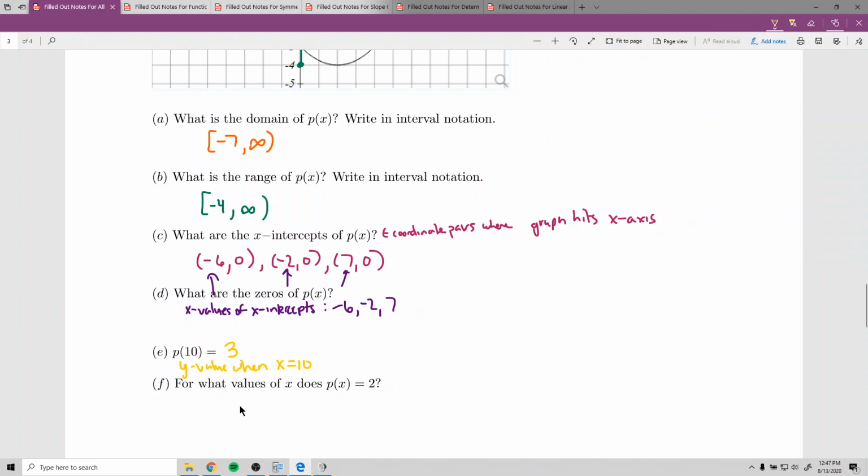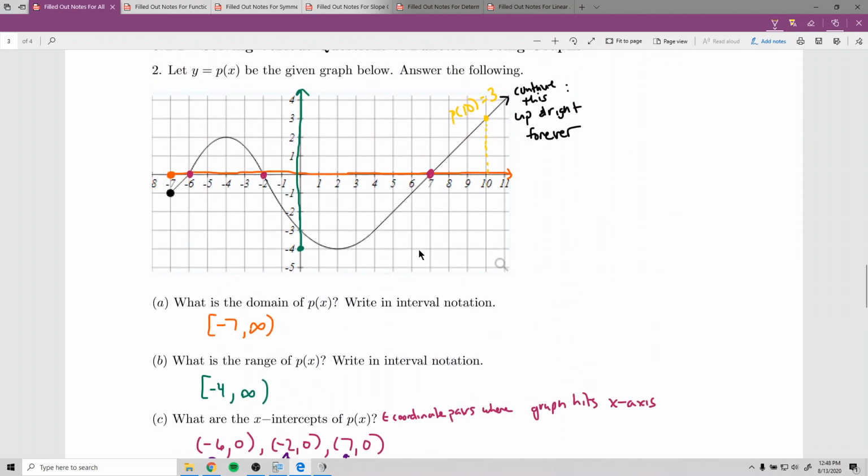Part F asks for what values of x does p of x equal 2? Well, this is asking for when y equals 2, what is x? All right, so what I like to do is go to where y equals 2 is, move left and see if we hit anything. We hit -4 right here. And there's nothing else to the left that hits it. If we move to the right, we hit it at 9.